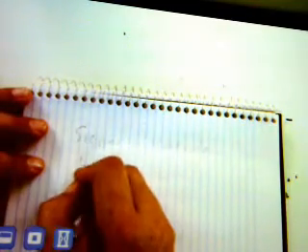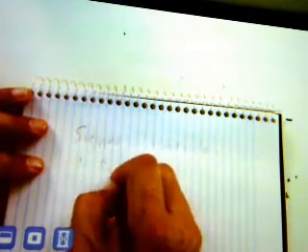I did upload the slides, by the way, just now, so you can take a look at those if you need to. So you start off by converting. Step one, convert the absolute value.